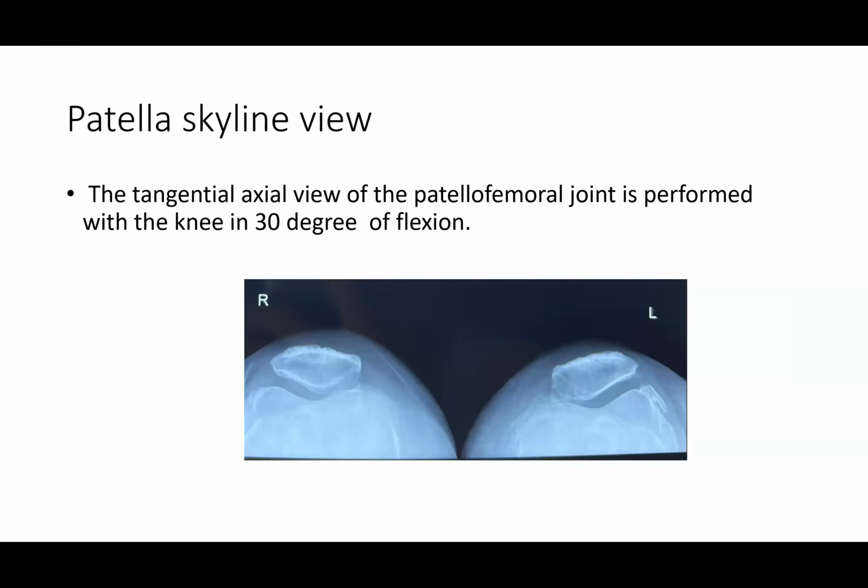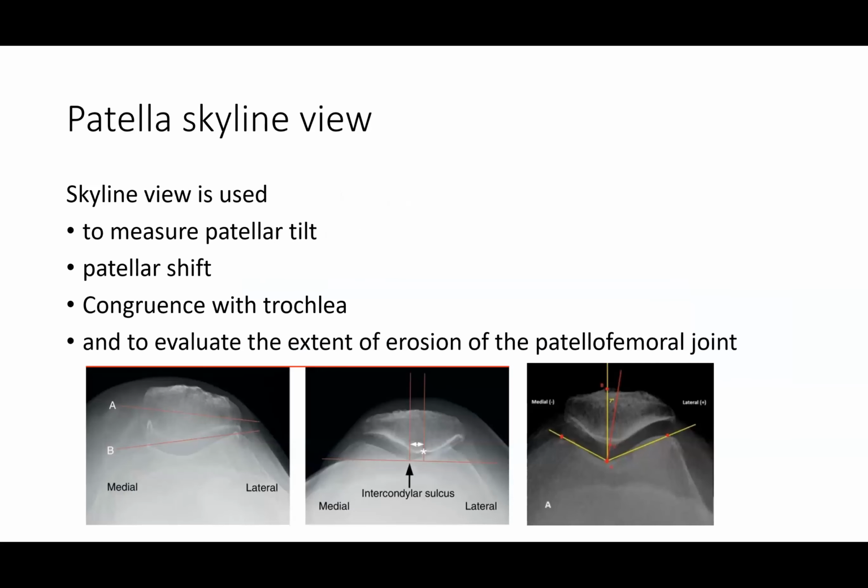Next, the patella skyline view. The tangential axial view of the patellofemoral joint is performed with the knee in 30° of flexion, and it is used to measure the patellar tilt, shift, and congruence with the trochlear notch, and to evaluate the extent of erosion of the patellofemoral joint.